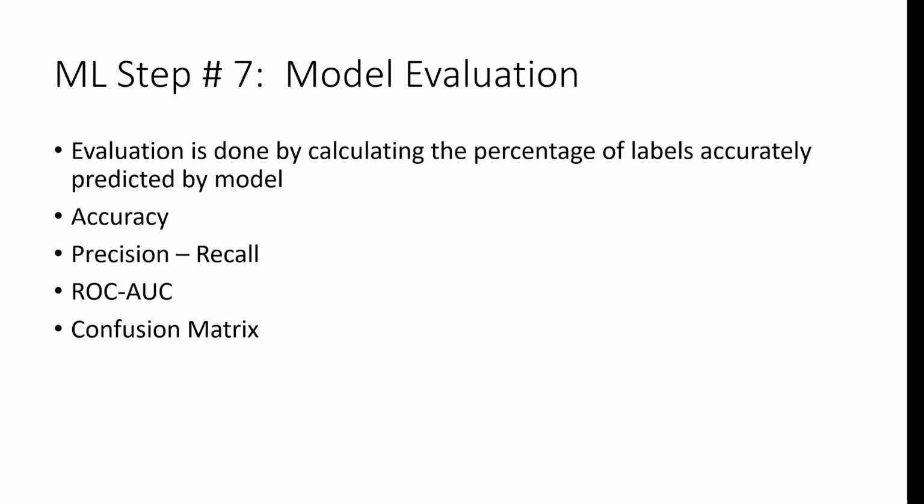We also look at the area under the receiver operator characteristic curve, which is basically a plot of the true positive rate against the false positive rate. And we also look at the confusion matrix.